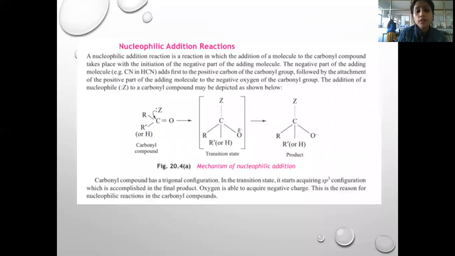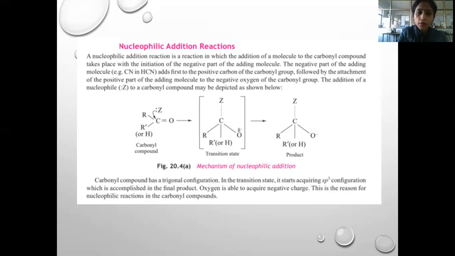So first we see the nucleophilic addition. What does nucleophilic addition mean? Addition of a molecule to the carbonyl group with the initiation of a negative part. So the negative part of the adding molecule, like if we take HCN or CN minus, adds to the positive carbon of the carbonyl group, followed by the attachment of the positive part. So when the nucleophile, that means the negative part, first attacks the carbonyl compound, the reaction is called nucleophilic addition. And this addition is shown here.